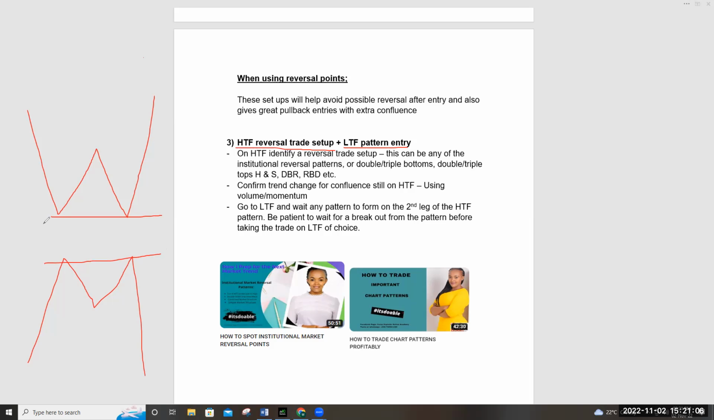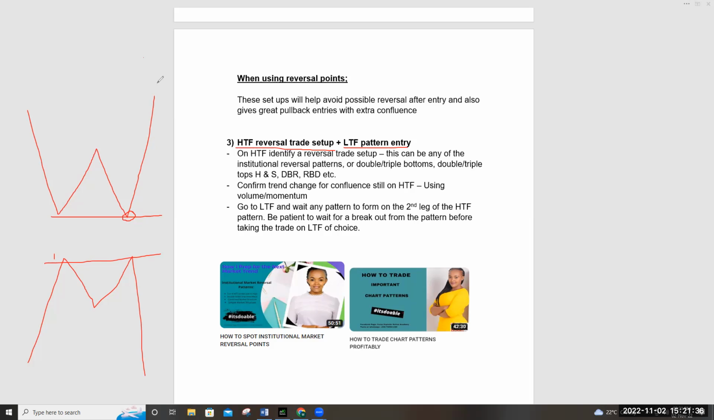Any reversal pattern means there's exhaustion on each side. So there's exhaustion here, and that's why the market is reversing. We have exhaustion down here, and this is why the market is reversing. So on higher time frame, this is our reversal point. So traditionally, you could be having your entry here. But since we want continuation trades, we want the market to actually leave this area, and inside the second leg, we'll be looking for continuation trade.